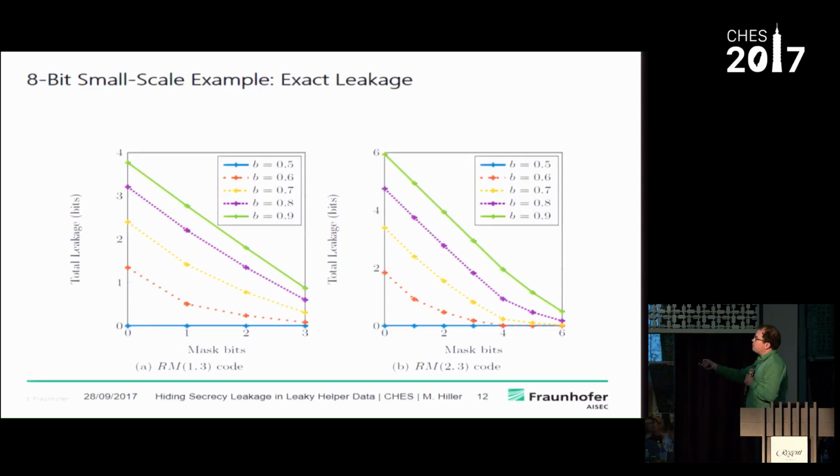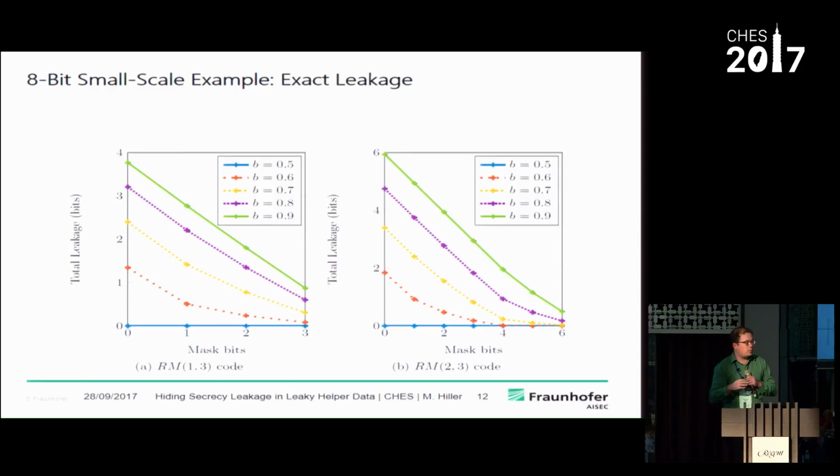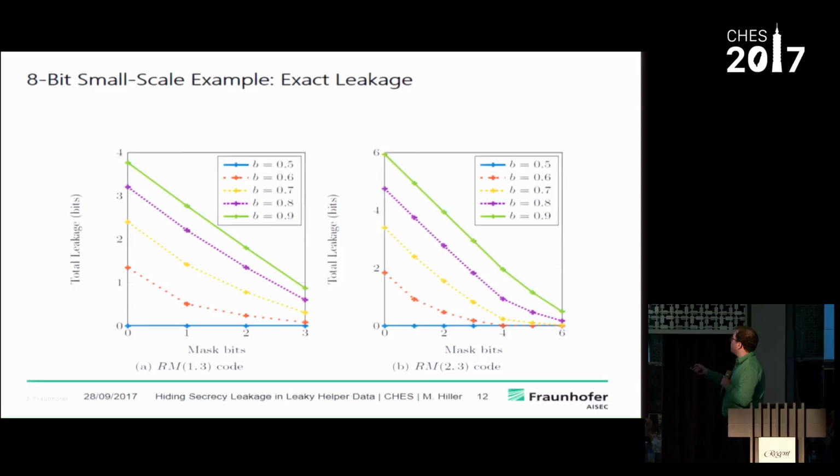If we don't have any mask, if we apply the first mask bit, we leak 1 out of 6. And then, for example, if we apply 3 or 4 mask bits, we get close to zero in the leakage. And with that, we're able to achieve zero leakage. For a 0.6 bias, if we have a higher bias, we have to apply more mask bits.